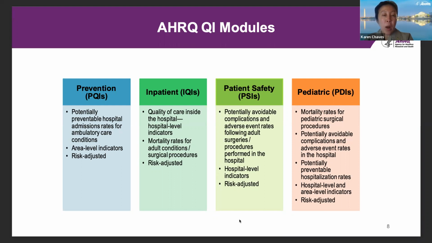And some can be used for hospital level comparisons as well, and allow others to compare between geographic areas. The last module is the pediatric indicators, PDIs. And these are hospital-based measures covering patients under the age of 18, including neonates, and cover a wide range of conditions. These are similar to the other modules, but adapted for the pediatric population.